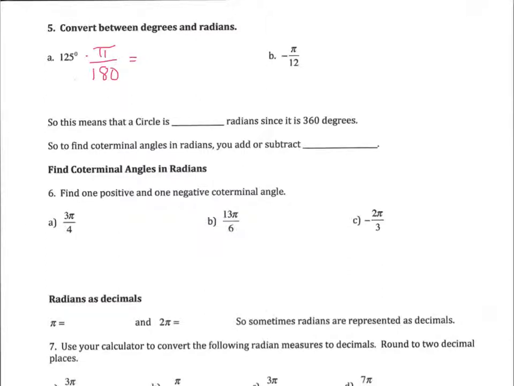I know that 5 goes into both 125 and 180. So 5 goes into 125 25 times, so we have 25 pi over, and 5 goes into 180 36 times. We can't reduce it any further, so it would be 25 pi over 36 radians.